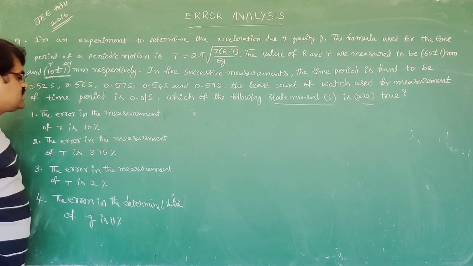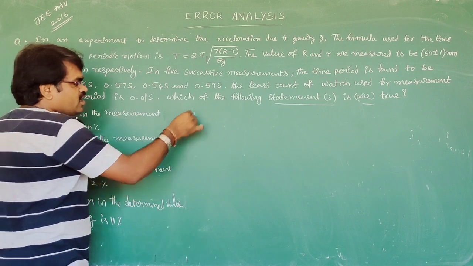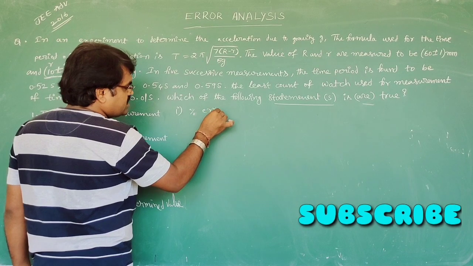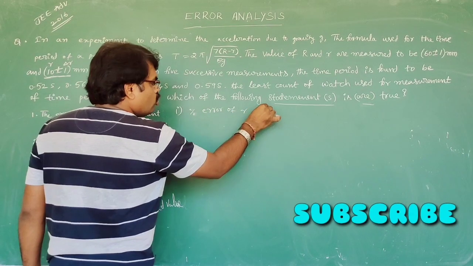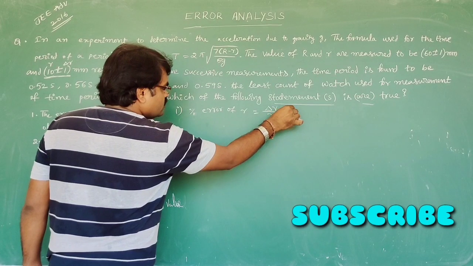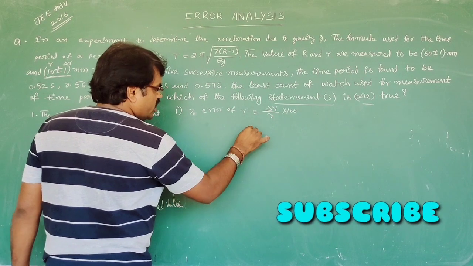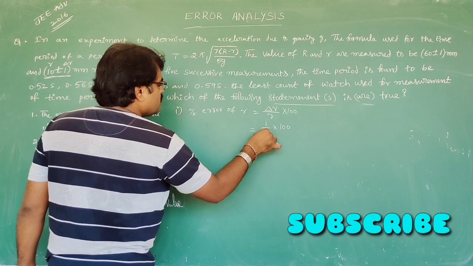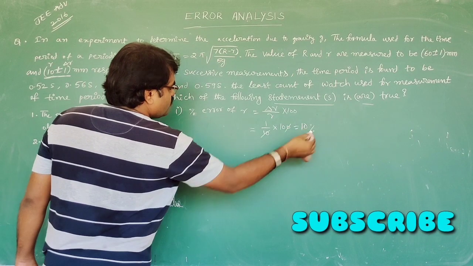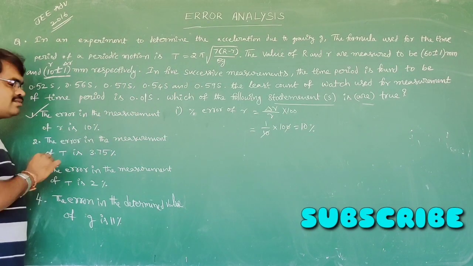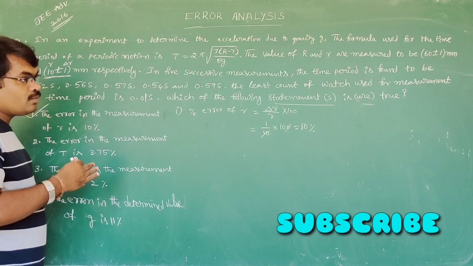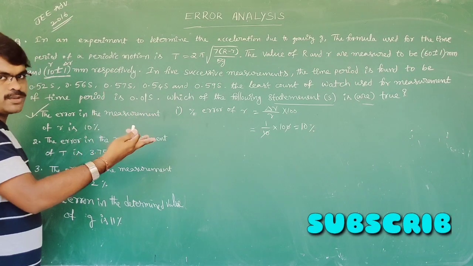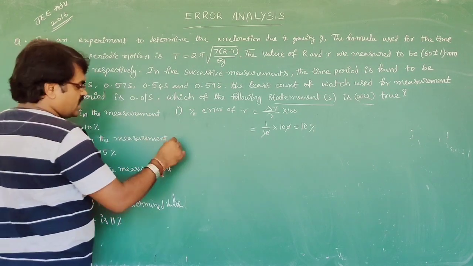Then the percentage error is given. The percentage error of small r is equal to delta r by r into 100. Delta r is 1 by 10 into 100, which is 10%. So the first option is correct. It is not over, because the question may have more than one correct option. Then we can go to the second one.